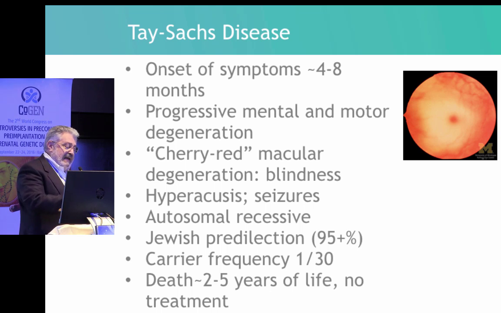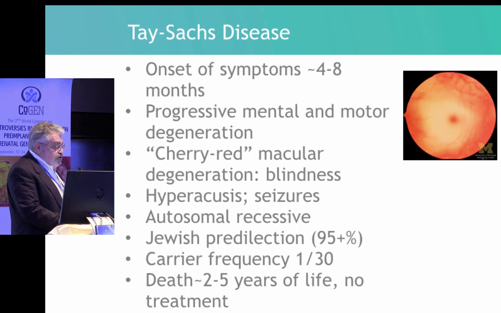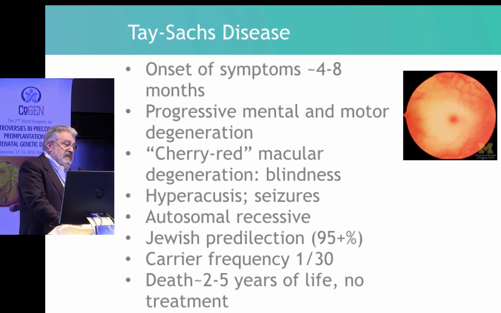If you look at the bottom of the list here, the main things which made this a model for carrier screening are that it's autosomal recessive, so it has a straightforward inheritance pattern. It has an Ashkenazi Jewish predilection, with 95% plus of carriers traditionally of Ashkenazi Jewish background, a high carrier frequency, and death in 2 to 5 years of life with no treatment. To the right is a picture of the fundus of a child with Tay-Sachs disease.